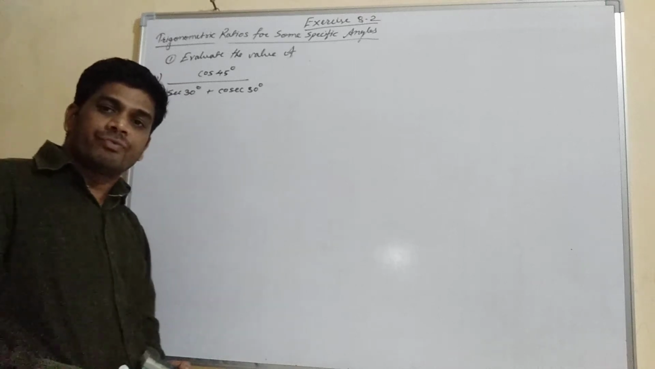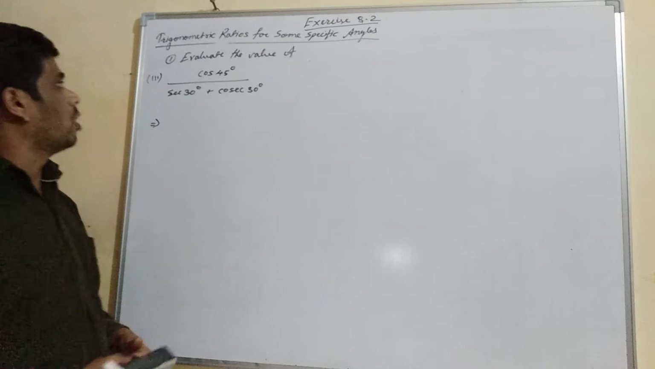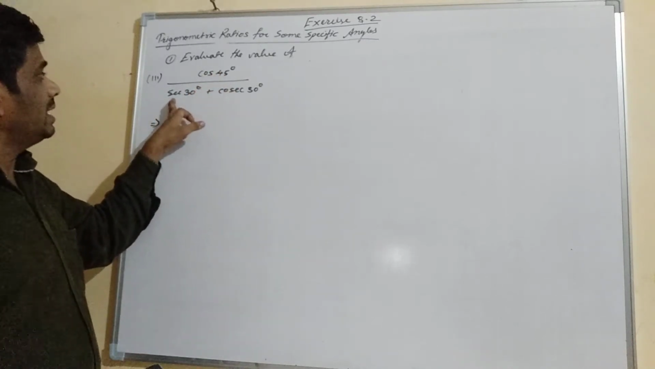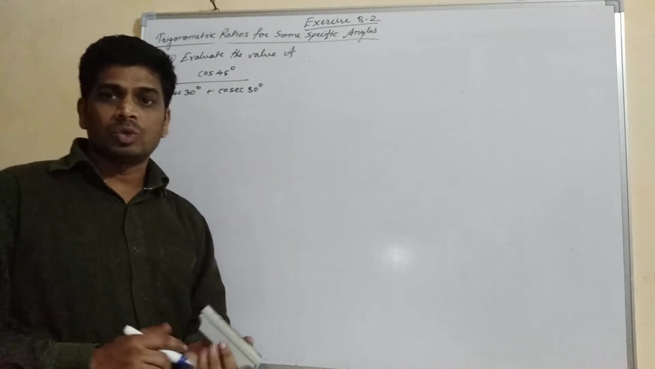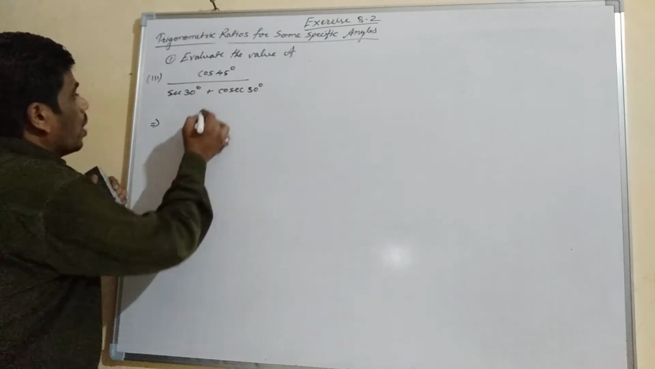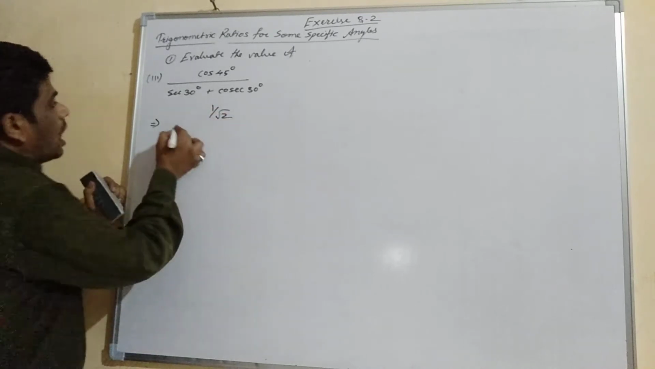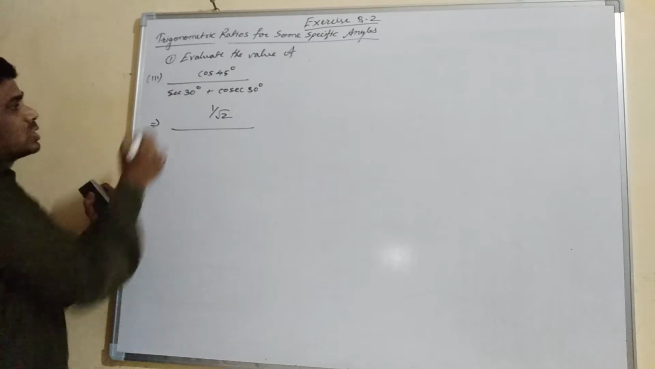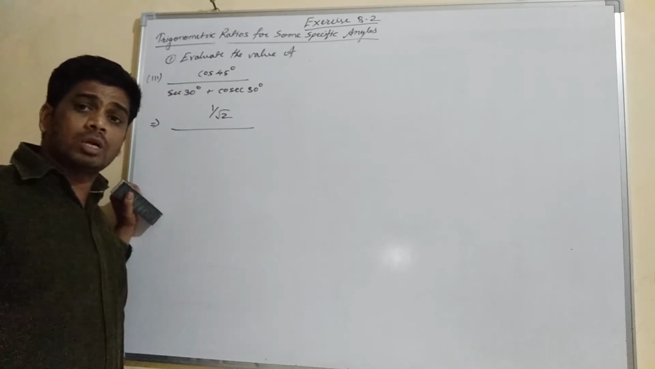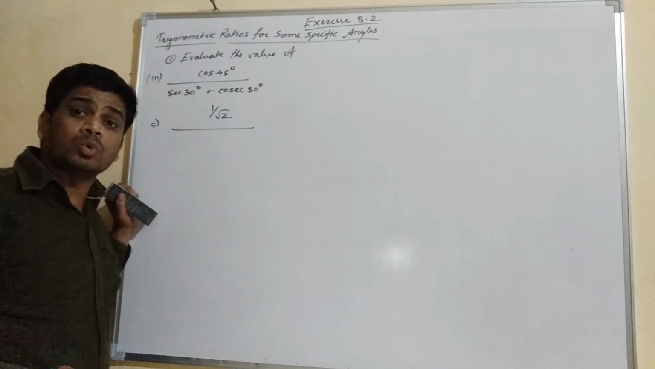Solve the third question of question number 1. Evaluate the value of cos 45 upon sec 30 plus cosec 30. So here cos 45 is 1 upon root 2 because it is in the middle. Upon this, you know sec 30 is the inverse of cos 30, and cos 30 is equal to sin 60, and sin 60 is root 3 upon 2.